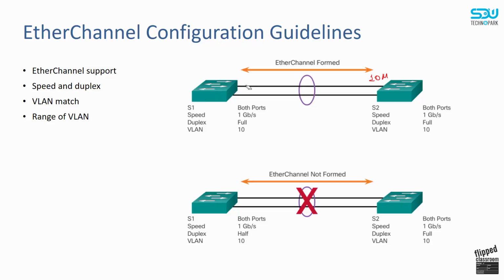Another thing is that the VLANs have to match each other on both sides of the EtherChannel which you want to create, and the range of VLANs which are allowed on the trunk has to be absolutely the same on both sides of the switches, or in other case your EtherChannel will not be formed.